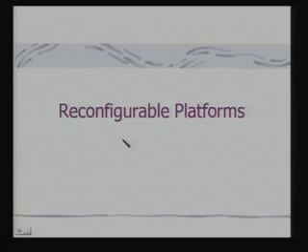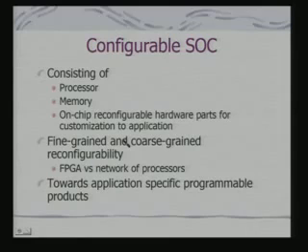Next, we shall look at reconfigurable platforms. What are reconfigurable platforms? Reconfigurable SOCs typically consist of a processor, memory, as well as on-chip reconfigurable hardware parts for customization to the application. These could be fine-grained or coarse-grained. When it's fine-grained, you have got FPGAs. At the extreme end of the coarse grain, there can be a network of multiple processors, and these processors can be configured for your work.